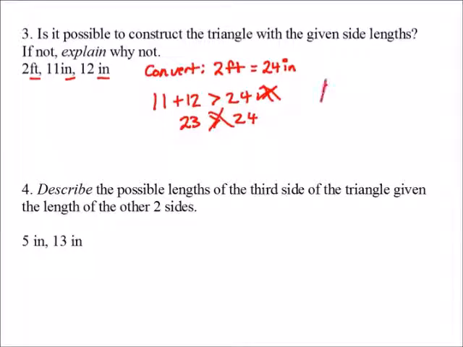So that means no, this is not possible. It's not possible. So you have no triangle. Let's do a little triangle right here. Let's do a little sad face.